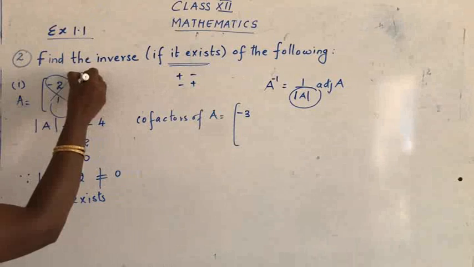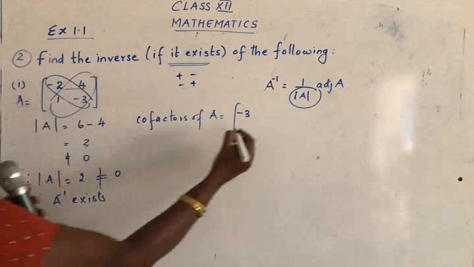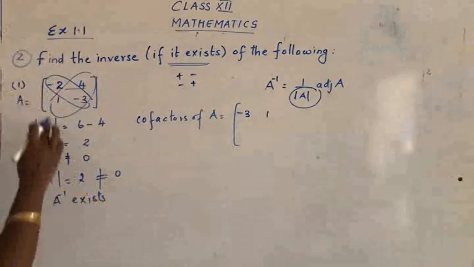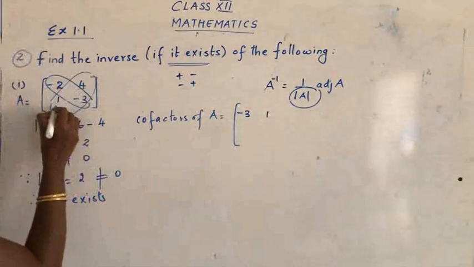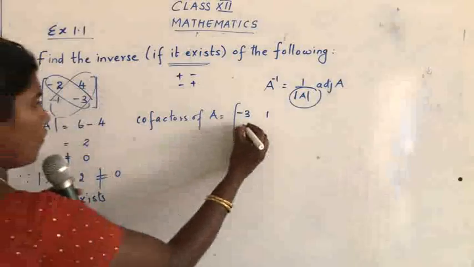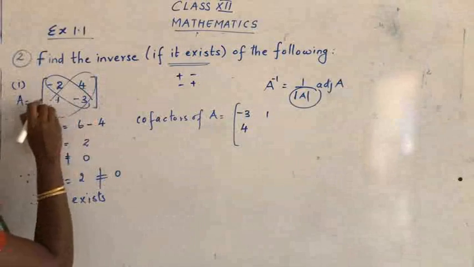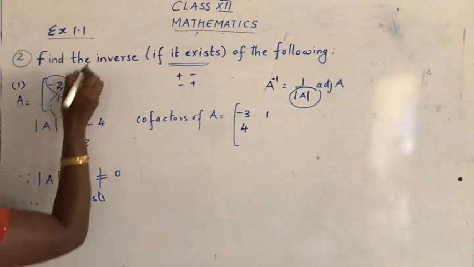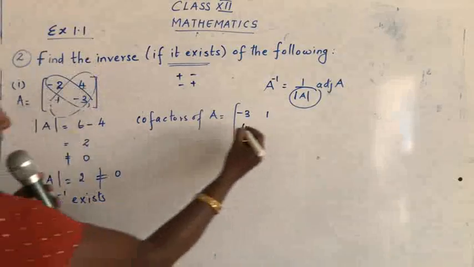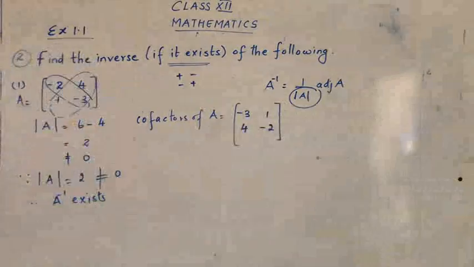So eliminate this row and column. So what is left here? 1. So consider for 1. Eliminate that row and eliminate that column. So what is left here? 4. For 3, eliminate that row. Eliminate that column. So what is left here? Minus 2. One more thing is left. We are not completed with our cofactor.